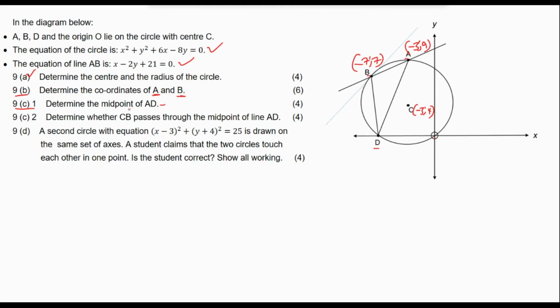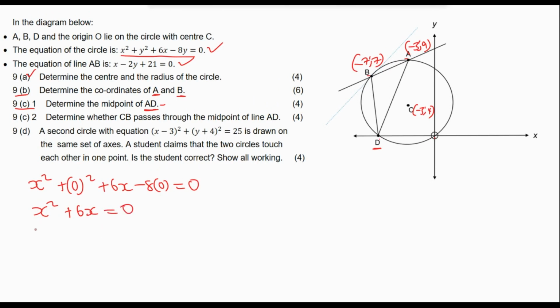Okay, determine the midpoint of AD. Right, D is a point on the x-axis, so we can find the coordinates of D by making y equal to 0. So we're going to use the equation of the circle. Where there's y, we put 0. So it's going to be x squared plus 0 squared plus 6x minus 8 times 0 is equal to 0. We remain with x squared plus 6x is equal to 0.